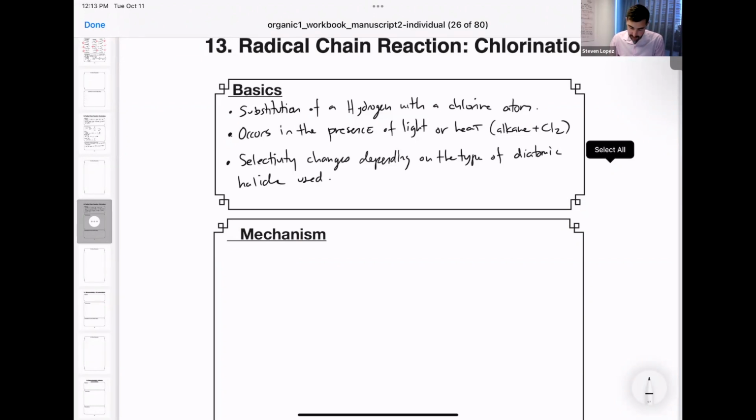Suppose you have the reaction of propane in the presence of chlorine and light. Here, you form the 2-chloropropane 60% of the time, and you form the 1-chloropropane 40% of the time.